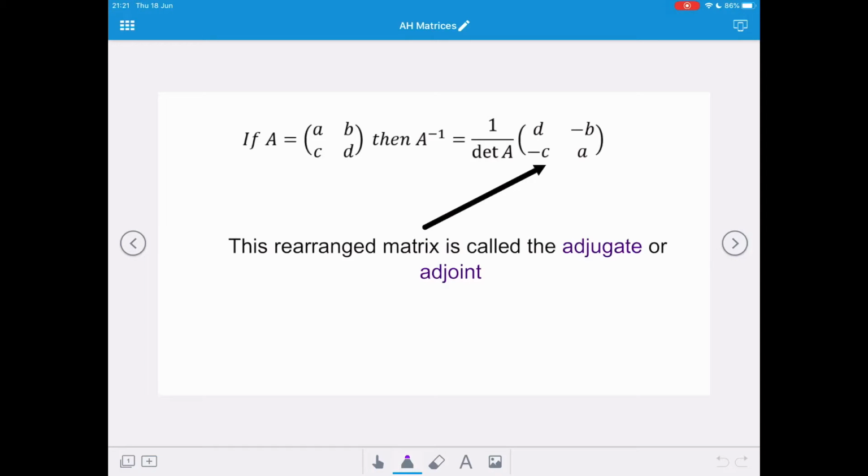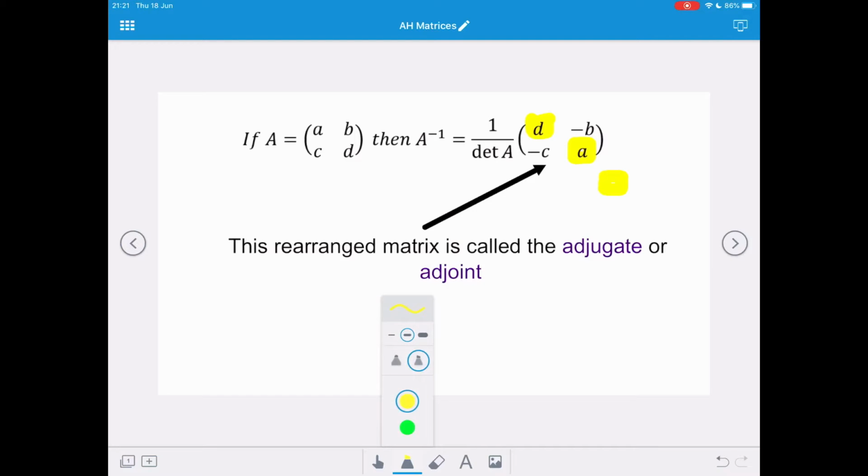So if A is the matrix A, B, C, D, then the inverse matrix of A equals 1 over the determinant of A multiplied by the rearranged matrix called the adjugate or adjoint. Now the adjugate is when we swap the elements A11 and A22 and we change the signs on A12 and A21. So you can see that we are swapping those elements.